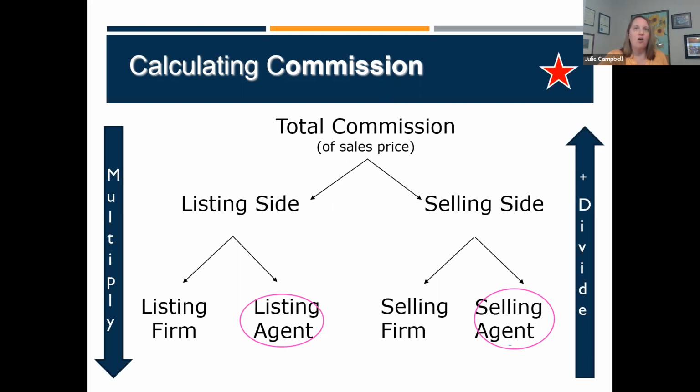So that may help you know, when do I multiply and when do I divide? Use the map as your guide. If you're working down from total commission to the listing agent, you multiply. If you're working from the selling agent up to the total commission, you divide. What you're looking at here is very similar to what we see on page 242.